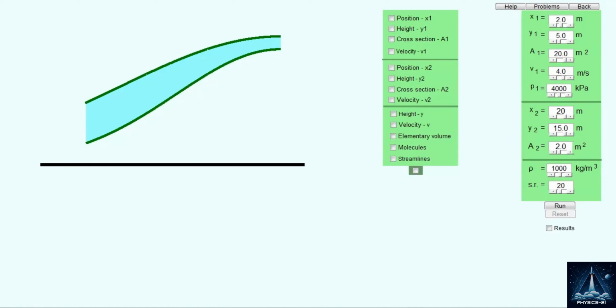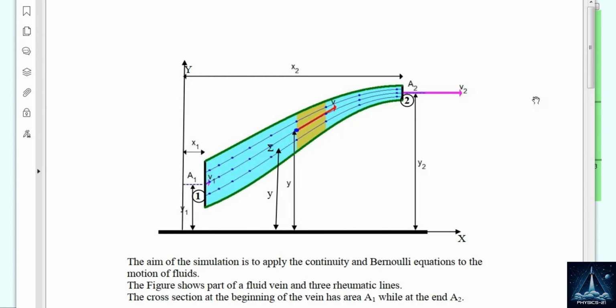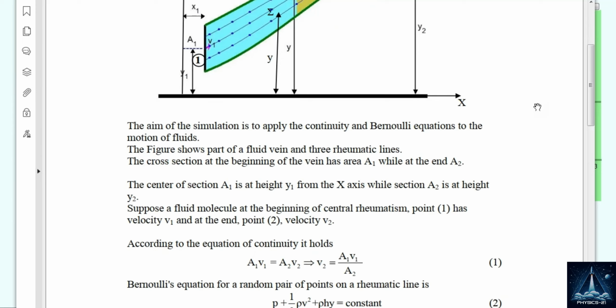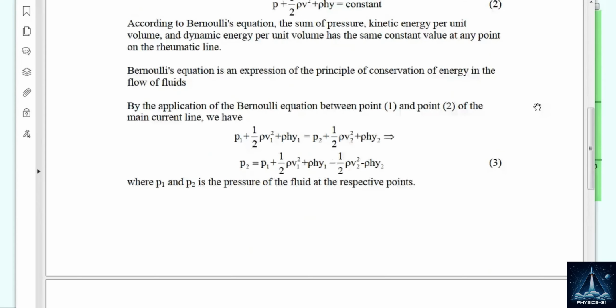The aim of the simulation is to apply the continuity and Bernoulli equations to the motion of fluids. The simulation shows part of a cylindrical fluid vein and three rheumatic lines. In the help section, the analytical theory of the simulation is referenced.